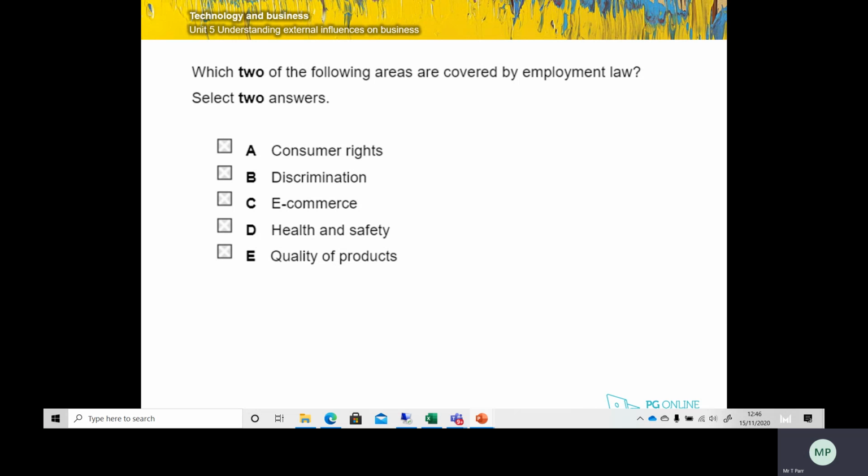So employment law. Consumer rights, well, it's not that, because that is consumer law. Discrimination, that is one, because businesses cannot discriminate. E-commerce, is there a law to do with e-commerce? No, that's to do with technology, so that's nothing to do with law or legislation. Health and safety, that is employment law. The employer has to make sure the environment is safe for the employee. And finally, quality of products, no, that comes under consumer law. Okay, relatively straightforward.